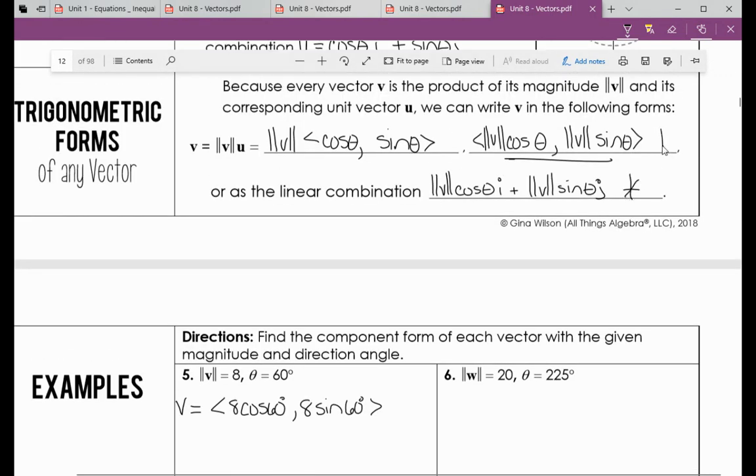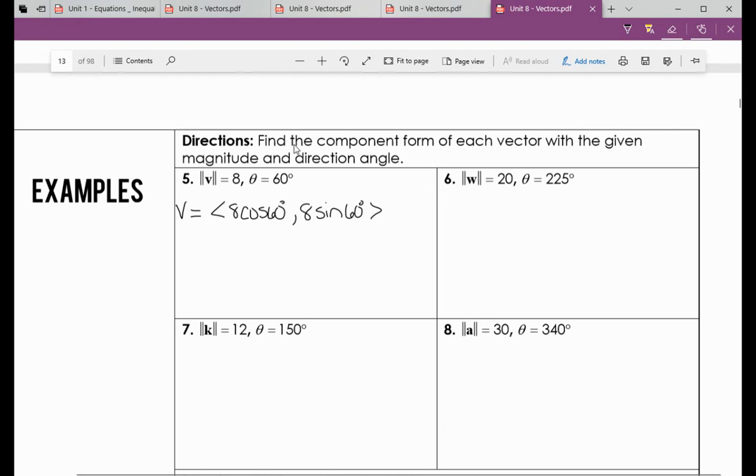This is the last variation that we used up here. I apologize here because we're not doing linear combinations. We're just doing the component form. And then the next thing I would do is identify what cosine and sine are at 60 degrees. So that would be 8 times 1/2 and 8 times square root 3 over 2. And that gives me the final component vector of 4, 4 square roots of 3.